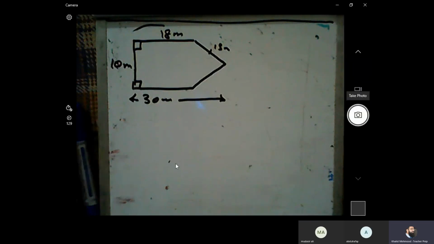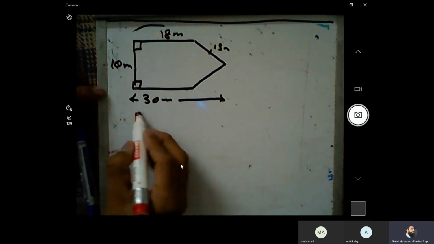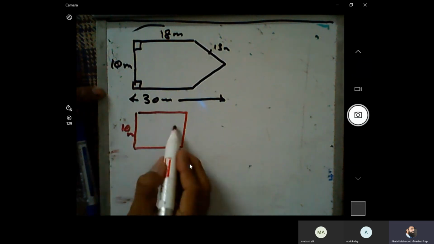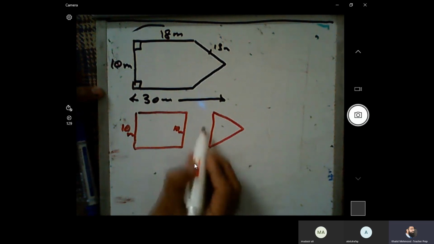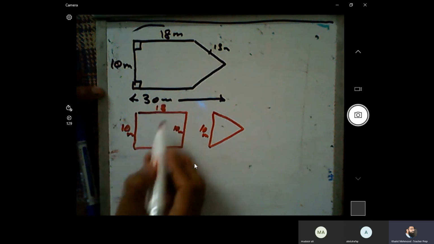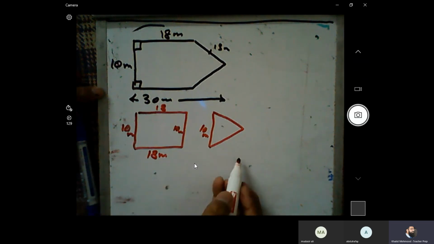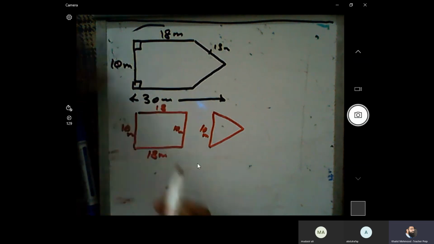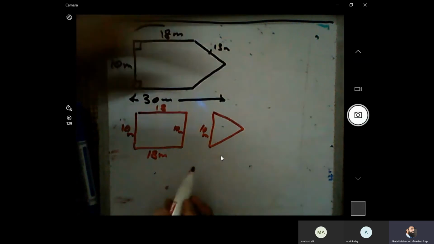This is the shape, and in this shape now we'll be splitting it again. This will be split like this. This is 10 meter, so it means this is also 10 meter. So after splitting, the other shape's base will also be 10 meter. Now this is 18, so this is also 18 meter. But the total was 30. So after subtracting this 18, we'll get this length.